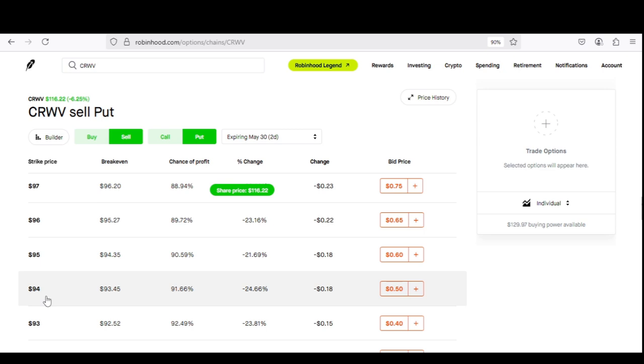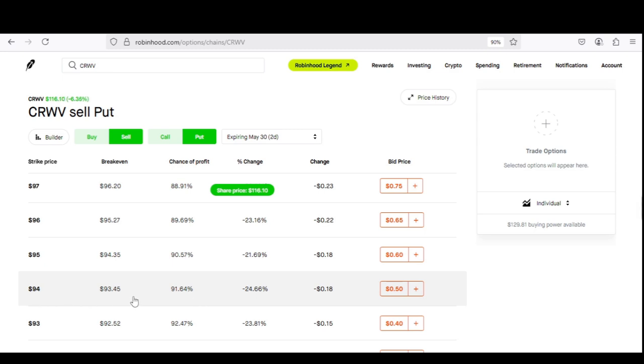The $94 strike price is super far away from the $116 share price, and that's because I'm an extremely conservative investor. I like to do my options where there's a high percentage chance that I'm going to win. Now, the chance of me winning for the $94 strike price is going to be around 91%. So as you can see at the top here, the chance of profitability, 91%. There's a 91% chance that this trade goes in my favor. Now, the other side to that is that if you have a 91% chance of the trade going in your favor, remember, there's a 9% chance the trade goes against you. So, it always goes two ways.